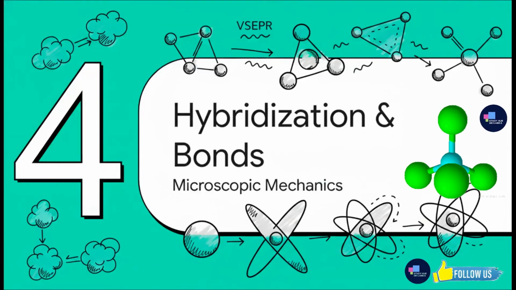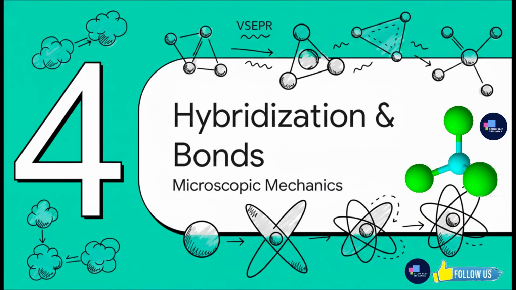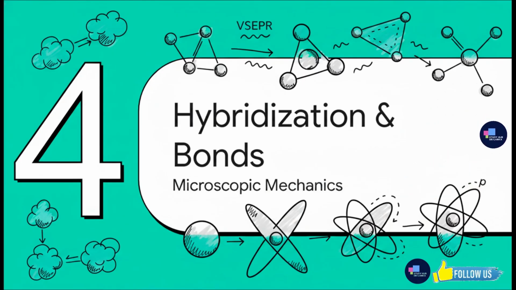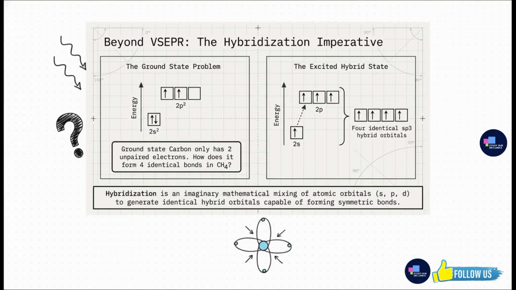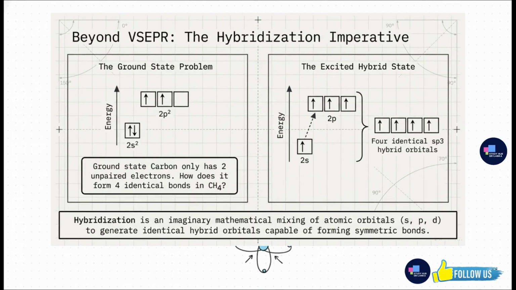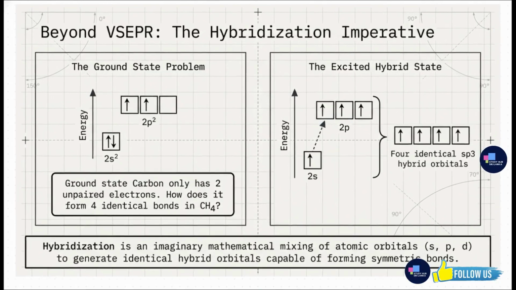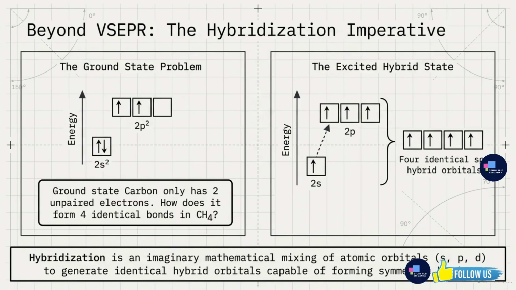On to section 4, hybridization and bond anatomy, the microscopic mechanics. So here is the huge problem that actually led scientists to the theory of hybridization. Look at the ground state of carbon. It only has 2 unpaired electrons in its 2p orbitals. Logically, it should only be able to form 2 bonds, right? But we all know methane has 4 identical bonds. So how does that work?